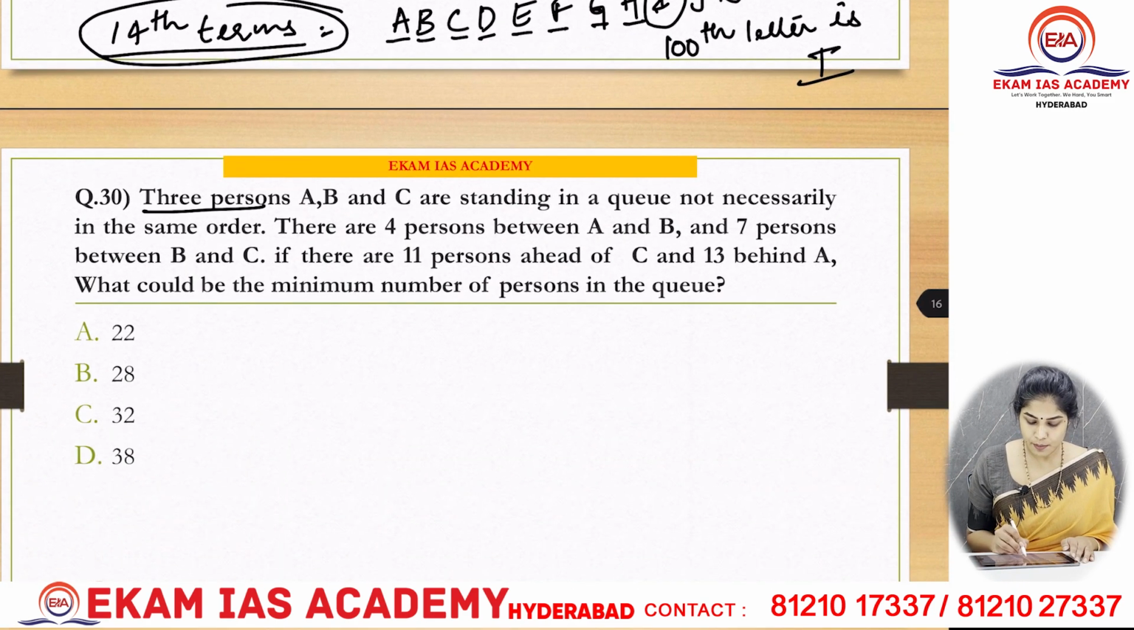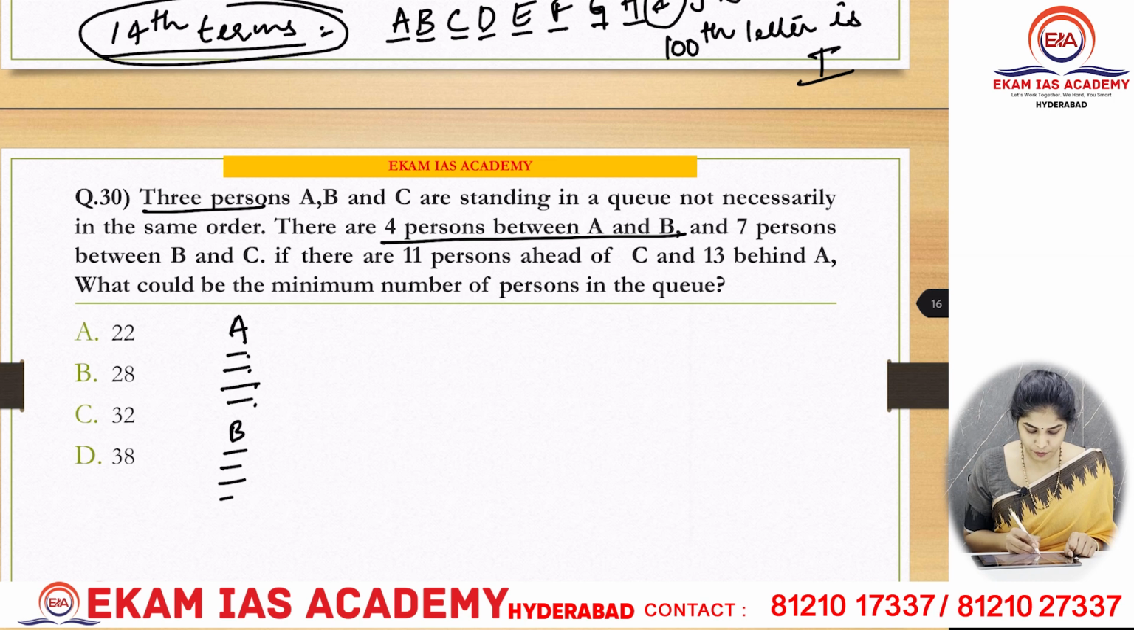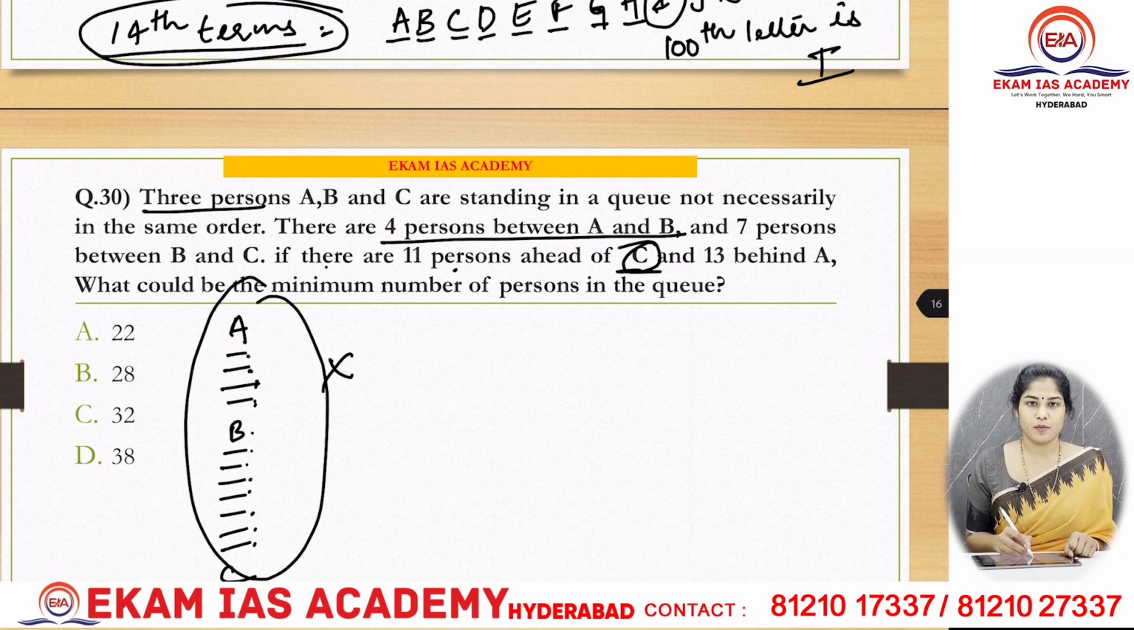3 persons A, B, C are standing in a queue, not necessarily in the same order. There are 4 persons between A and B. Let's assume there are 4 persons between A and B: 1, 2, 3, 4, right? And 7 persons between B and C: 1, 2, 3, 4, 5, 6, 7. If there are 11 persons between A and C, let's check: 1, 2, 3, 4, 5, 6, 7, 8, 9, 10, 11. So this is not a possibility. So let's go to some other possibility.